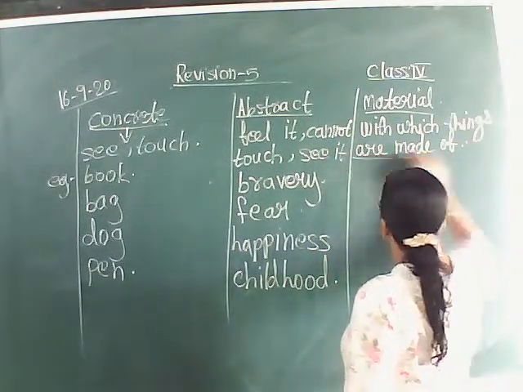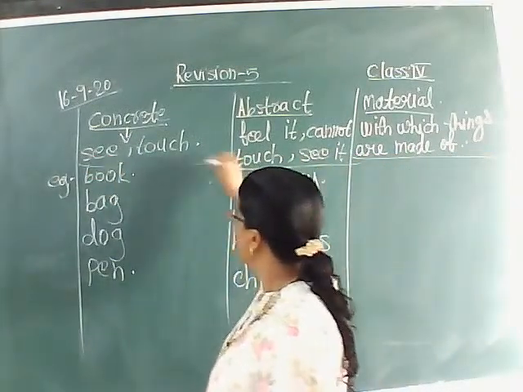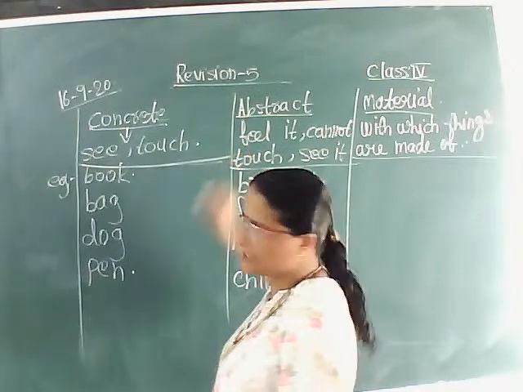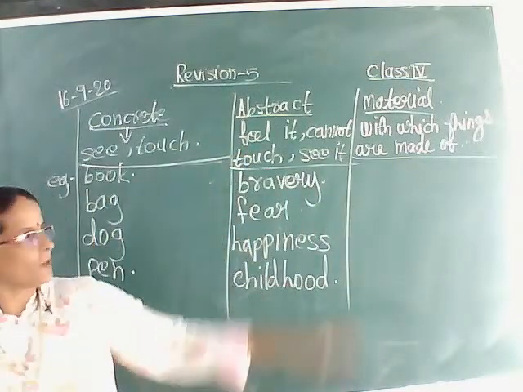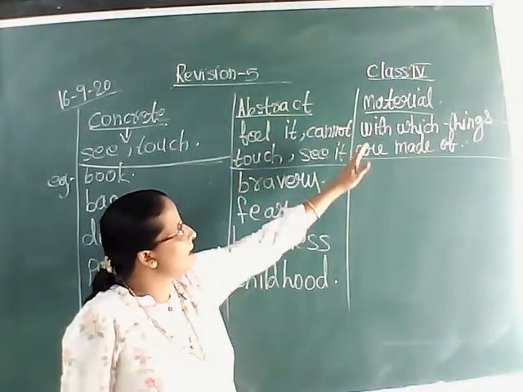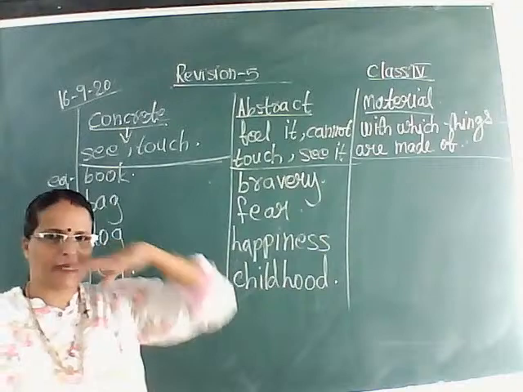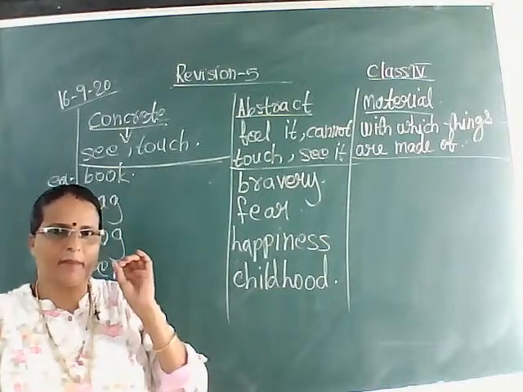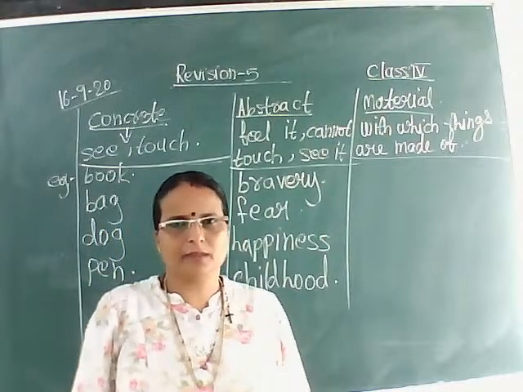I am writing very short descriptions because it is a revision class. Maybe it is a word, it is phrases, so that you can have a quick recap. So here you see, material noun means it is the noun of a material. It is a particular thing with which we are making something.